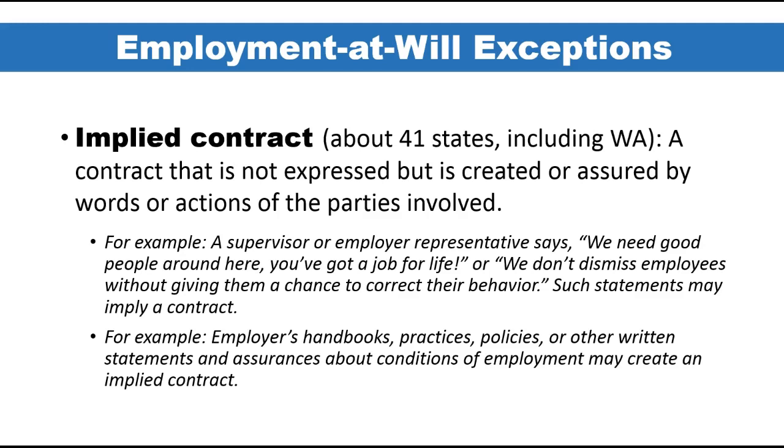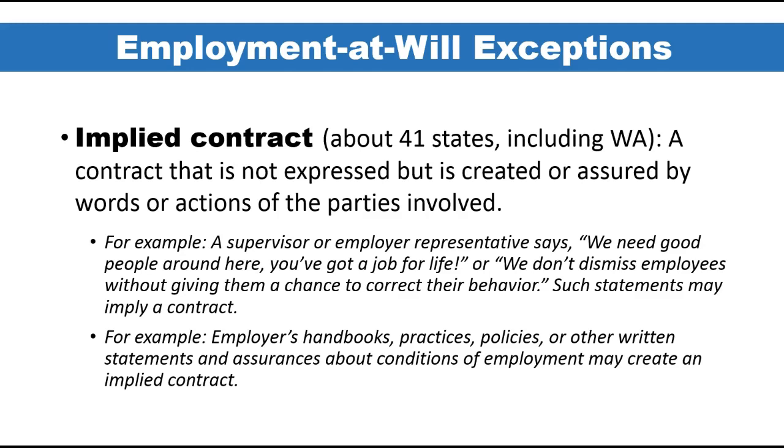So for example, when a supervisor, an employer representative, says, we need good employees around here, and you've got a job for life, or we don't dismiss employees without giving them a chance to correct their behavior, those statements may actually imply a contract is in place. And so due process would have to come into effect before someone could be legally let go, or they may not be legally let go because the due process suggests that there is no legal reason for them to be let go.